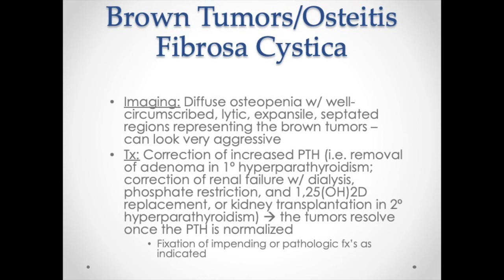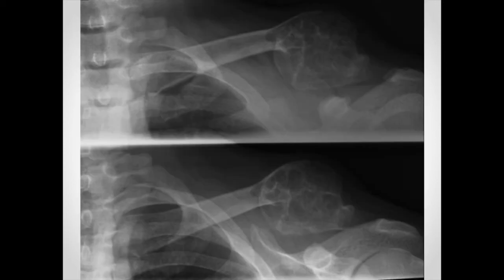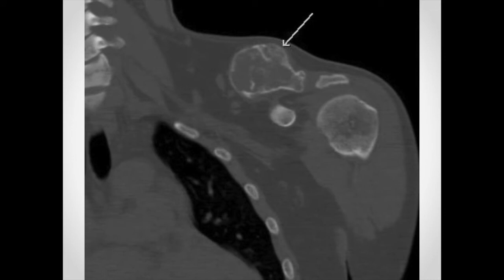Here's an example in the clavicle of a young male who presented with pain and expansion of his clavicle. Again, you can see the multiple septations, the significant expansion and lysis, and it looks like a very aggressive process. CT scan demonstrates the same, with what appears to be matrix formation within the central portion of the lesion, but that's actually just remnants of the native host bone that this is infiltrating.